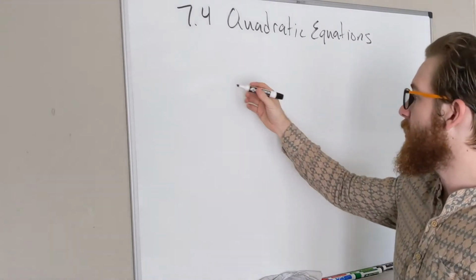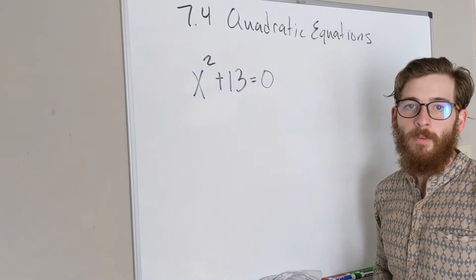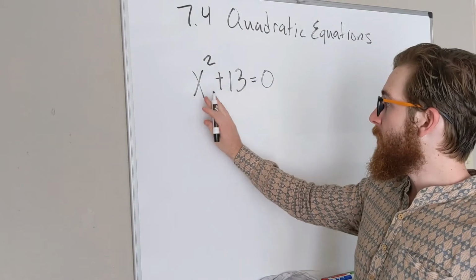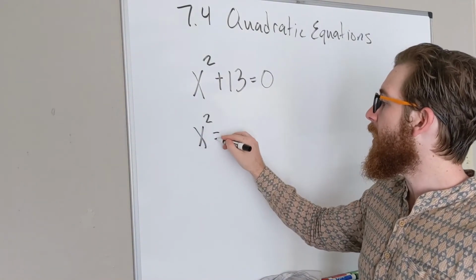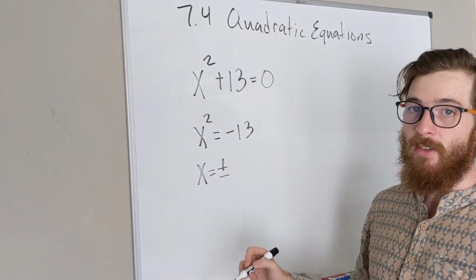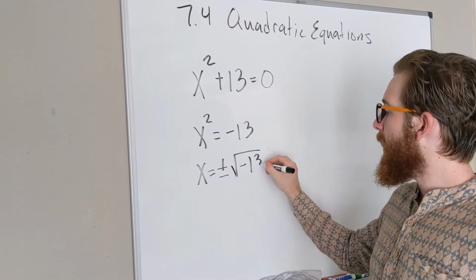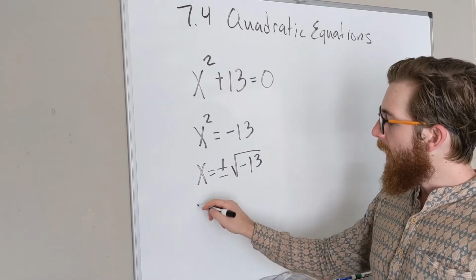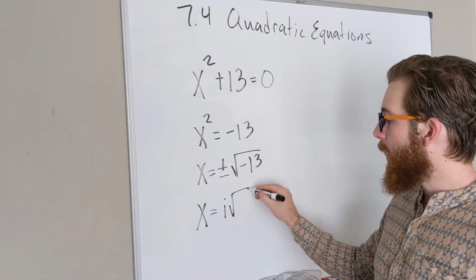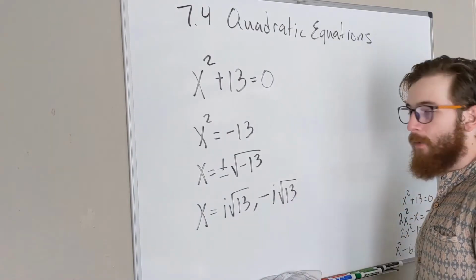An example where it doesn't touch at all, something like x squared plus 13 equal to 0. Let's follow the method that we did before. So I'm going to solve for x. x squared equals negative 13. x equals positive and minus. Anytime we take the square root of a number, we need both. The square root of negative 13. And we have then that x equals positive i square root of 13 and negative i square root of 13.